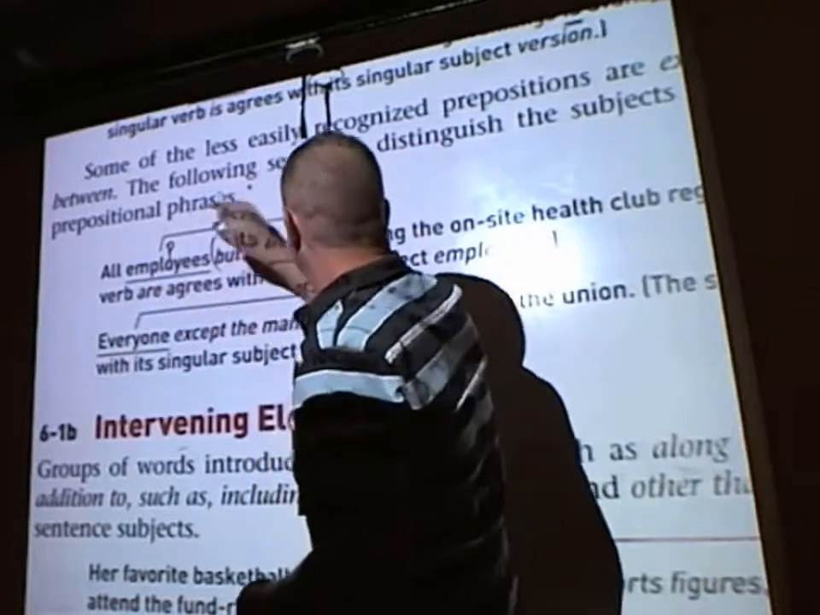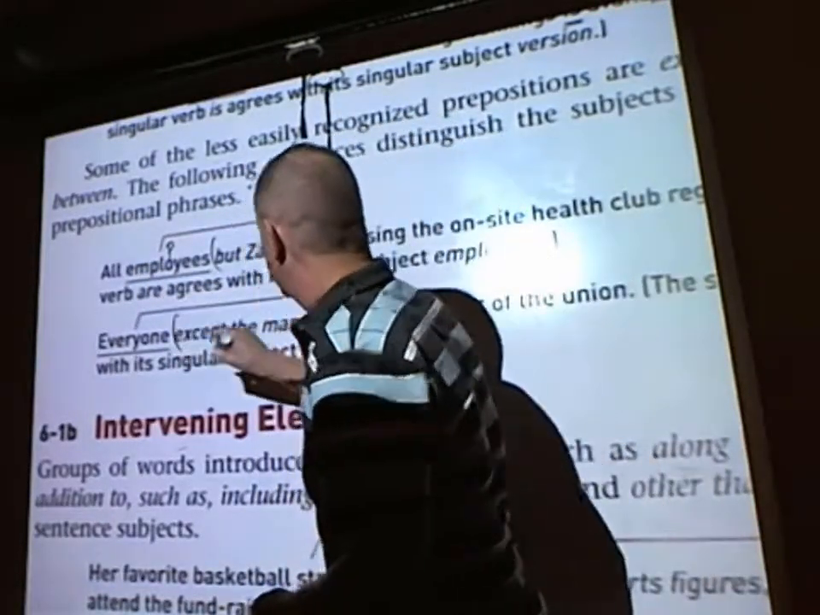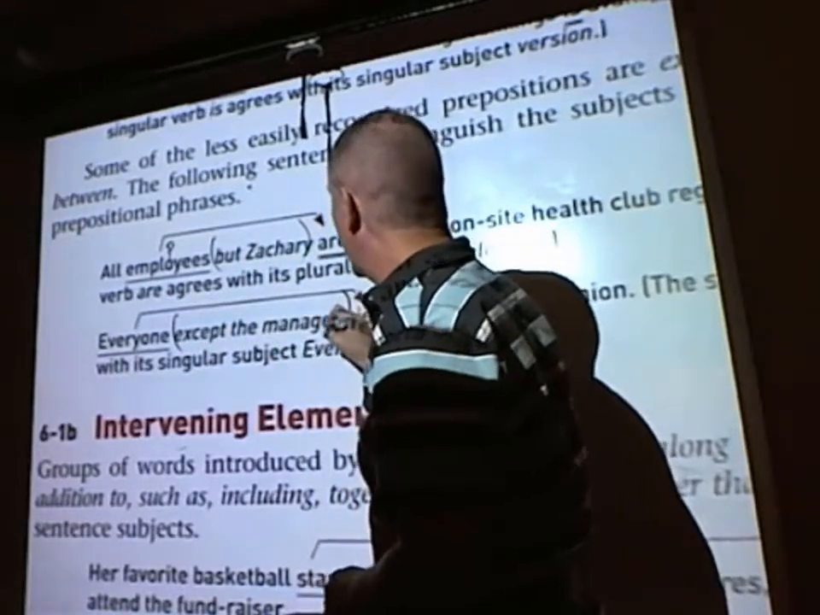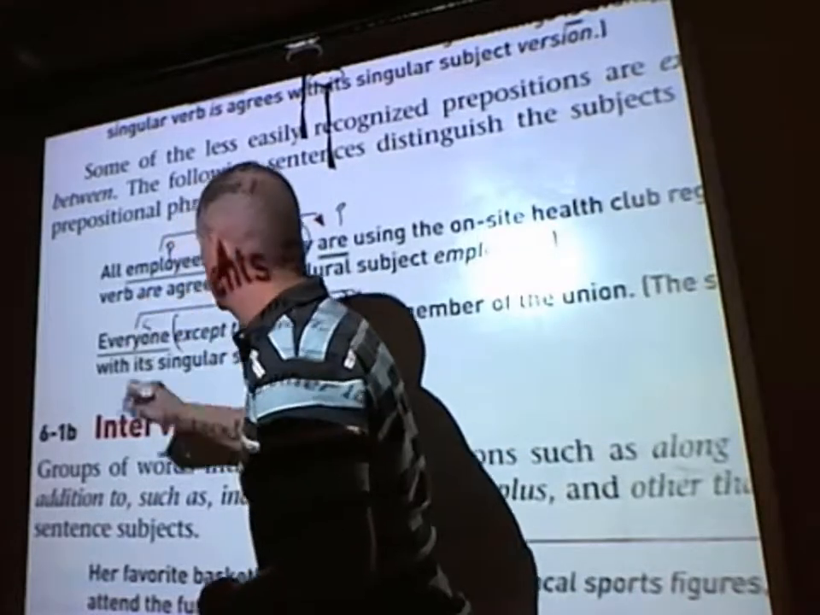Everyone except the manager. Here's another prepositional phrase. Manager is a noun that's the object of the preposition except. Everyone is an indefinite singular pronoun, so we need a singular verb, is.